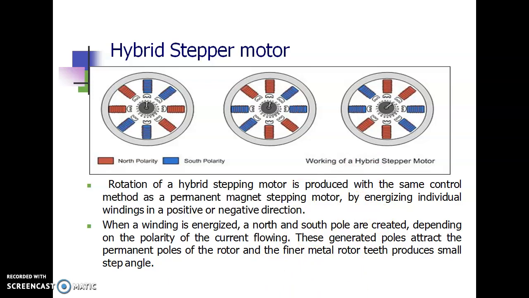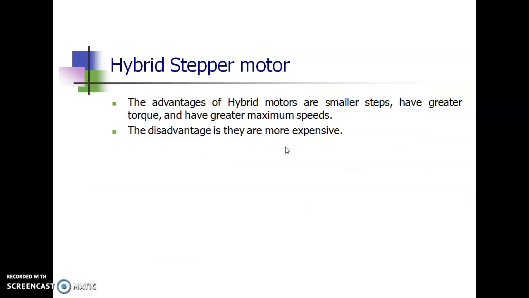But because of its finer rotor teeth, it produces a very small step angle when compared with the permanent magnet type. So the advantages of hybrid motors are smaller steps, greater torque, and greater maximum speeds. It has high resolution by providing smaller steps, and greater torque, and it can provide greater speeds also. But one disadvantage is that it is obviously a more complex system and it is expensive.